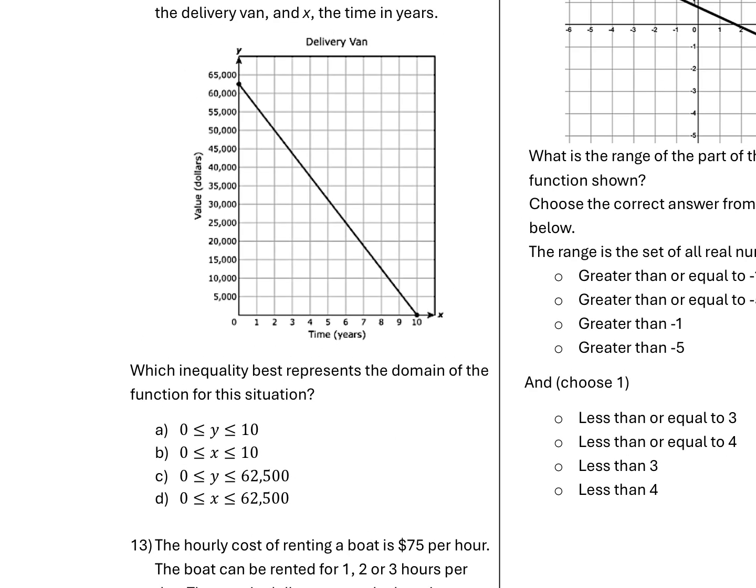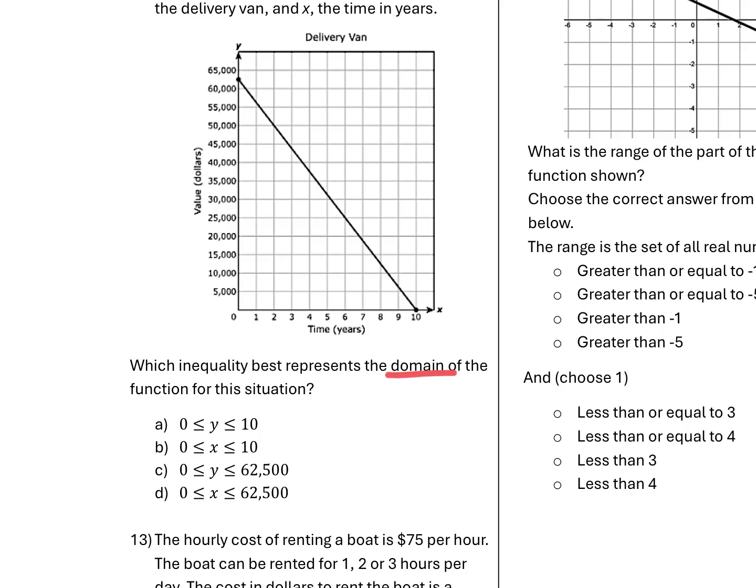Finishing off domain and range, I have a graph here. It says which inequality best represents the domain. So remember, domain means X. So I'm going to set up my pattern: something is less than X is less than something. And I do notice, remember we talked about open circle, no line, closed circle is going to be a line, or no circle. If there's no circle, it is implying that it's or equal to.